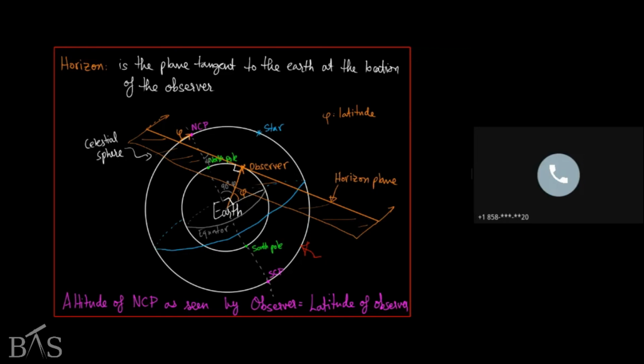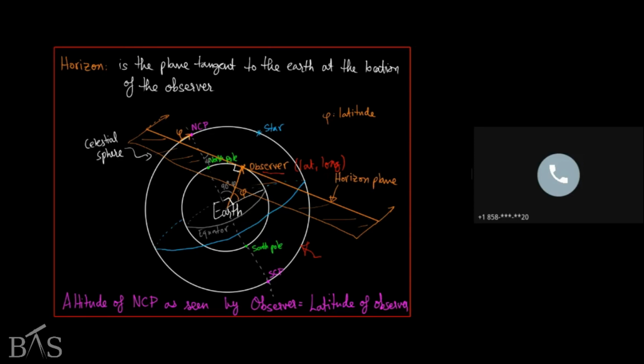An important thing to note is that the observer has a latitude and a longitude on the Earth's surface. The latitude is equal to the height of the pole star. This is a very important concept that will come up again and again. The altitude of the North Celestial Pole as seen by the observer is equal to the latitude of the observer.